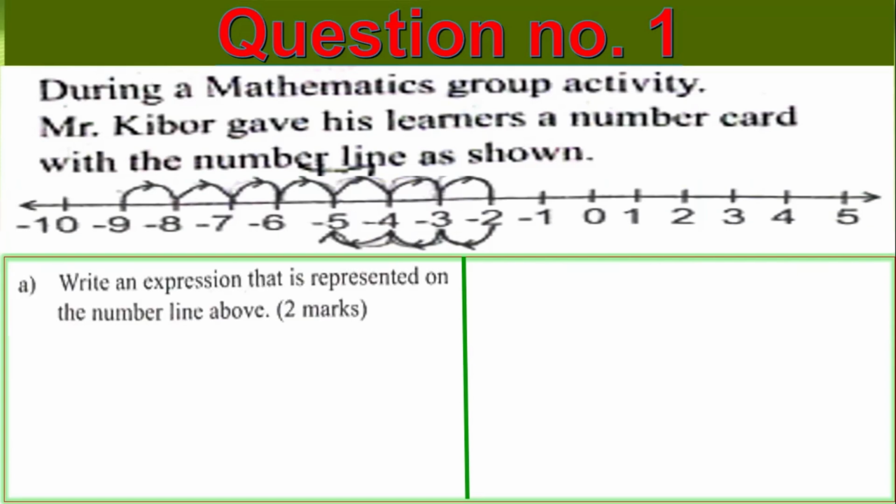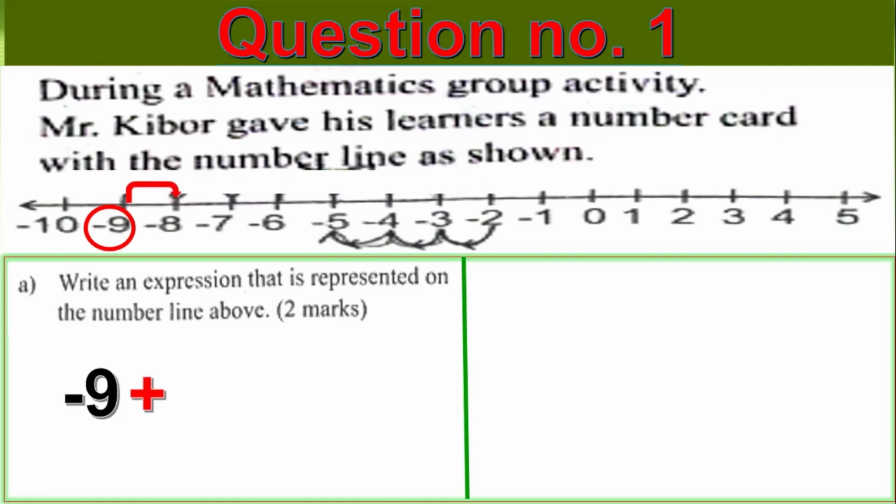Now, let's go to question number 1. Write an expression that is represented on the number line above. 2 marks. So we start with the number line, which has started at -9. So we write -9. Then we look at the steps. The steps are moving to the right. Moving to the right, we add. So the next sign here is addition. So you say -9 plus, then we count the steps.